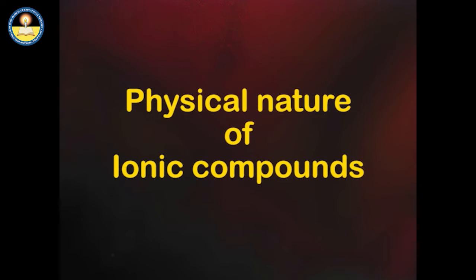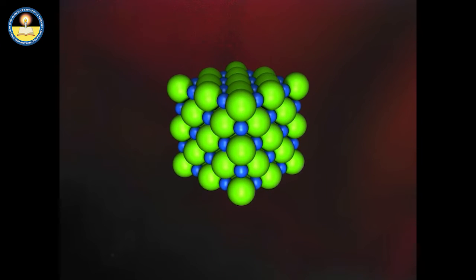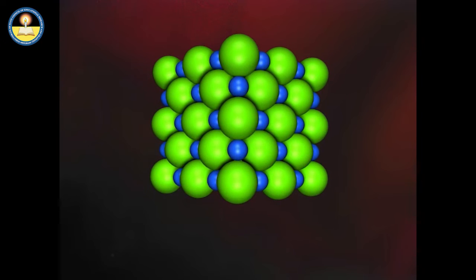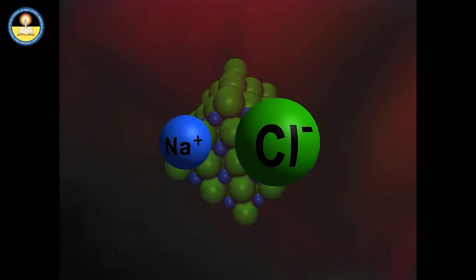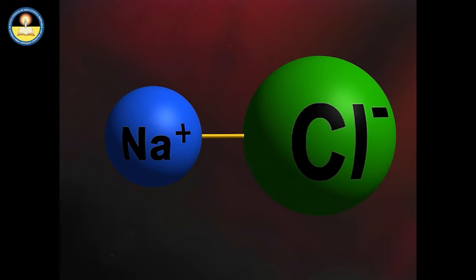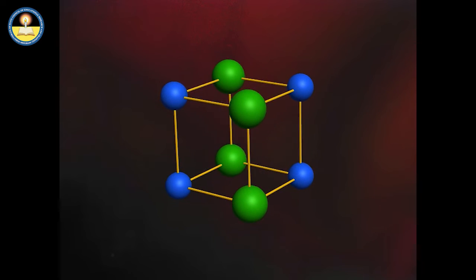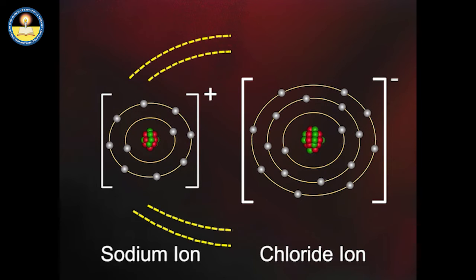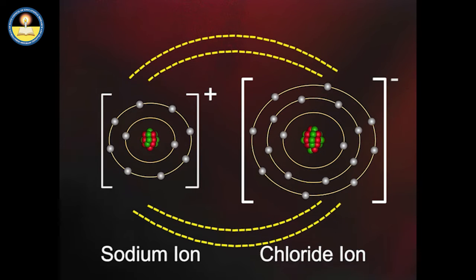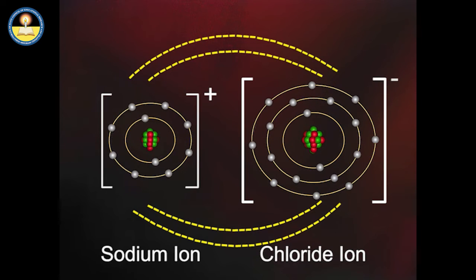Let us now discuss the physical nature of ionic compounds. Ionic compounds are generally hard solids. This is because the ionic compounds are made up of oppositely charged ions arranged in a regular way in a lattice. The force of attraction between the ions is electrostatic in nature and is non-directional, extending equally in all directions.